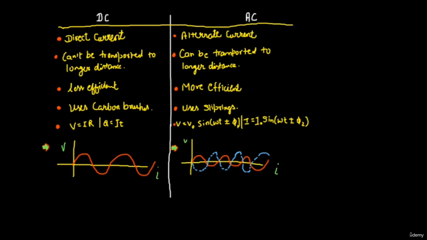So what is DC? Well, DC is direct current. So what does direct current actually mean? We will see that in a moment. And AC is alternate current. Okay, so let's discuss all the points one after another so that we don't miss out anything. Let's understand the first point first.